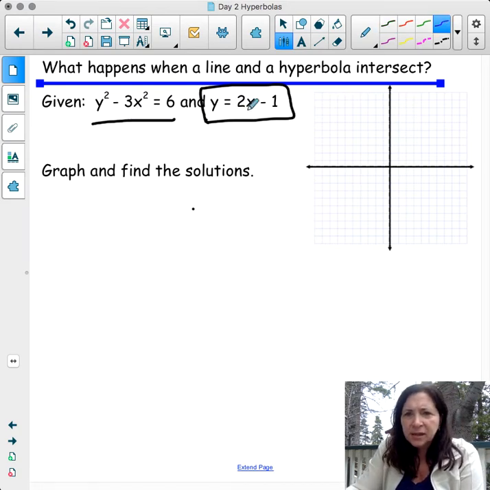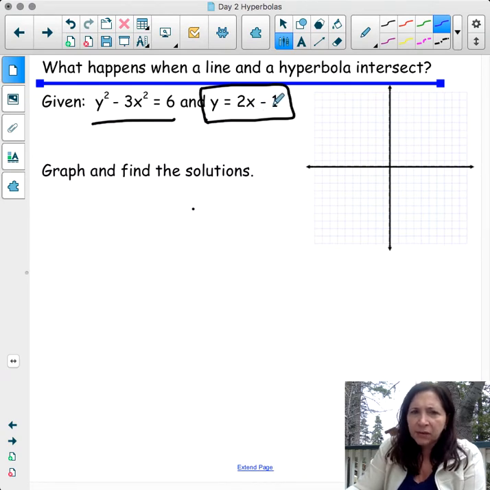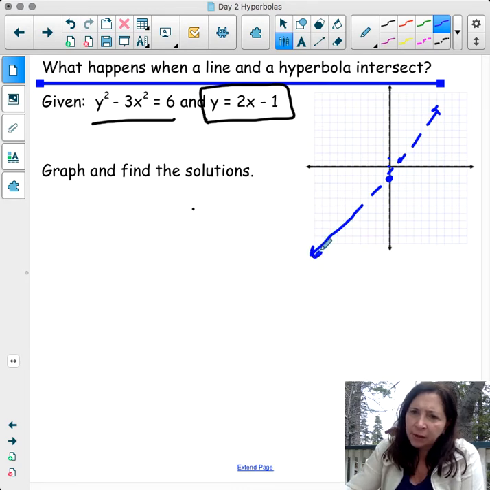What we have is a line, which is y equals 2x minus 1. So I'm going to graph that. So down 1, up 2, over 1, like this. There's my line. Okay, there's my line. I'm going to draw that. It's a solid line, okay, like that.